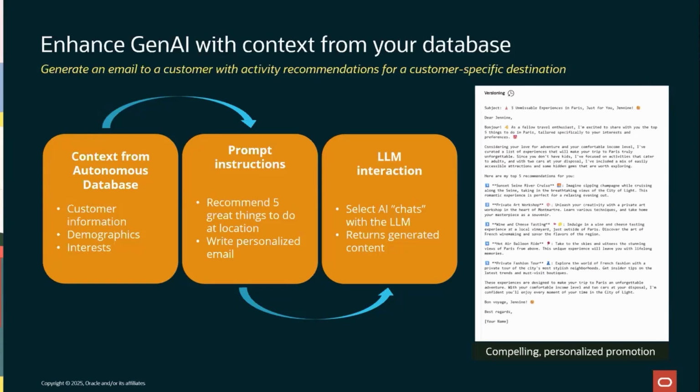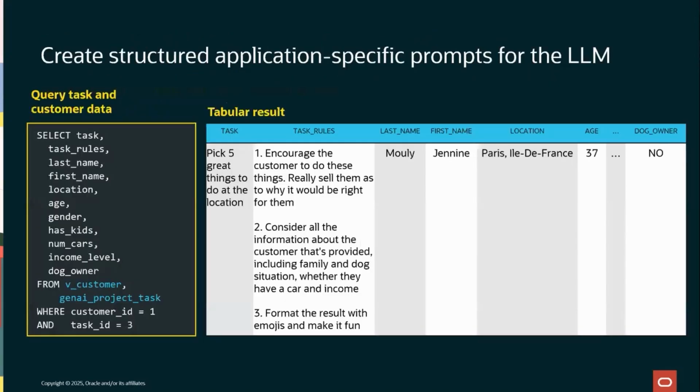And finally, we submit that prompt to the LLM using the Select AI chat action to get a compelling personalized promotion, complete with emojis. Now, to go into a little more detail for developing such an application, we might have a customer table and a project table. We select a particular task and the rules for completing that task for an individual user with their demographic data. And we join these two tables to get the results shown here.